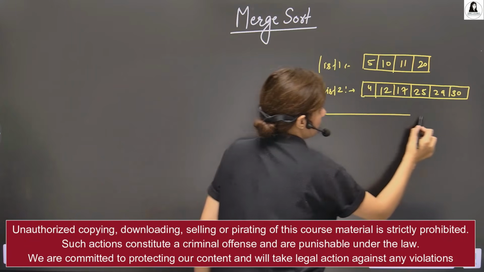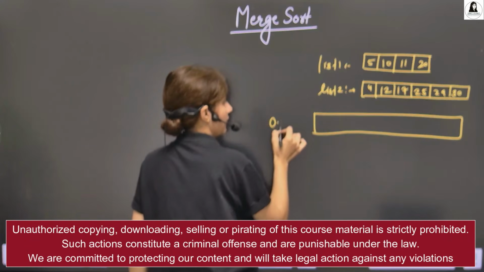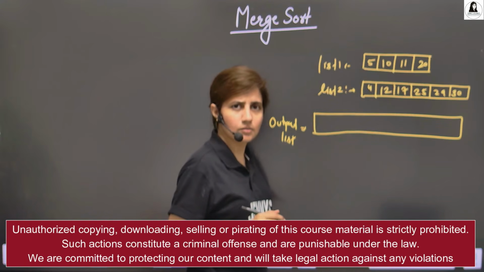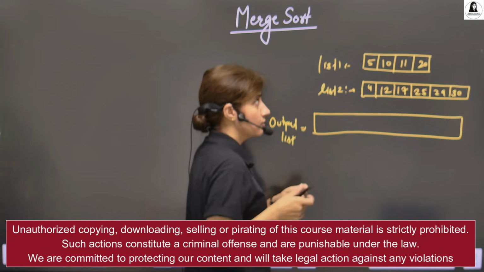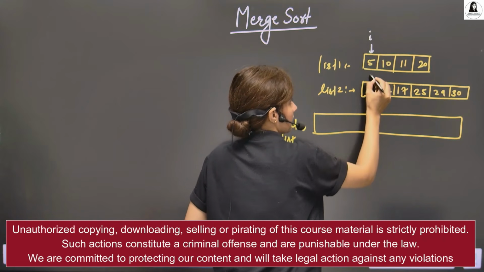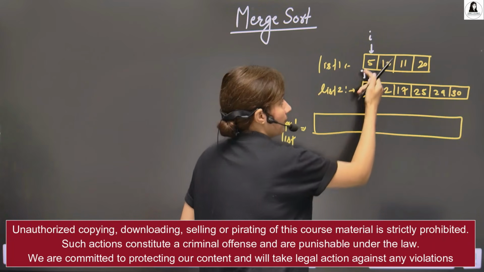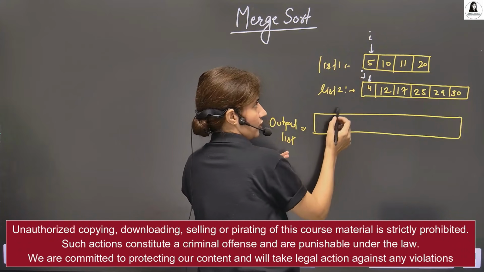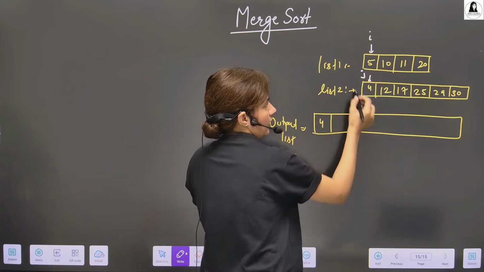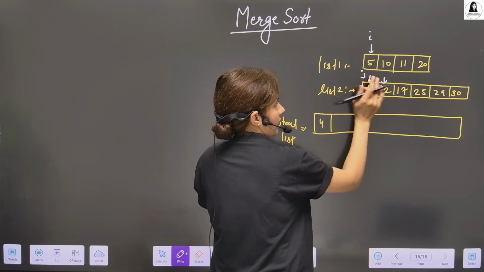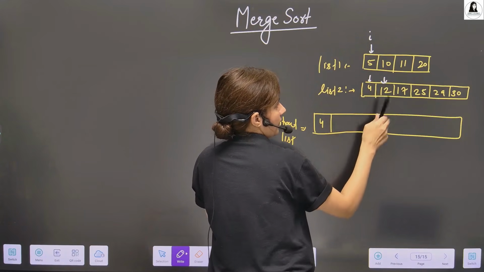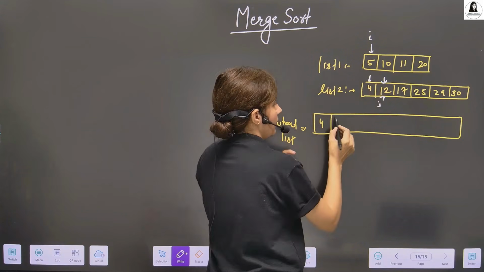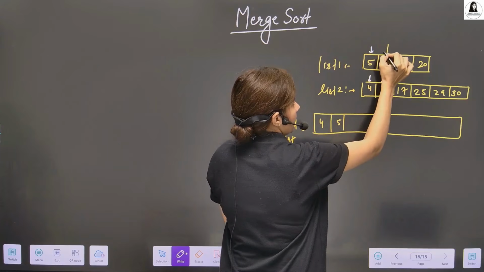Now I want to merge these two lists, so that is my output list. How are you going to merge these two lists? What are the steps we have done? We start from here, i is here, j is here. We compare the very first element of both lists. Which one is smaller? That element we put in the output list. 4 is smaller, so 4. Now increment this one, so j is here. Now compare 5 and 12. Which one is smaller? 5. I put 5 here. Now I increment i.